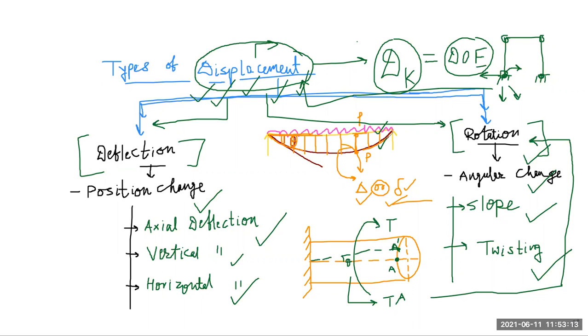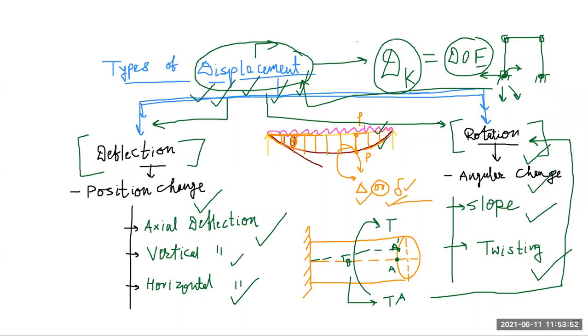There are two types of displacement. One type is deflection, other is your rotation. Deflection is your position change. Position change may be axial, vertical, or horizontal. Axial deflection occurs due to axial force, because I already discussed axial force. Your vertical deflection and horizontal deflection will occur due to shear force. If you change the orientation of the shear force, then vertical will become horizontal and horizontal will become vertical. So basically horizontal deflection and vertical deflection occur due to your shear force.